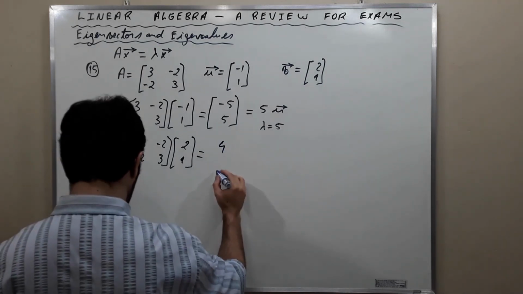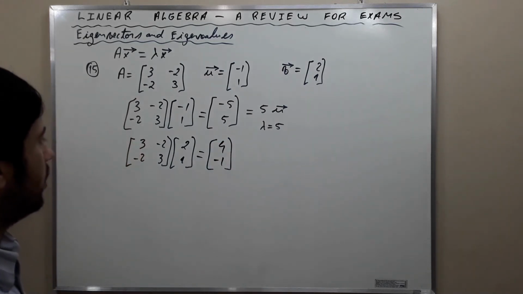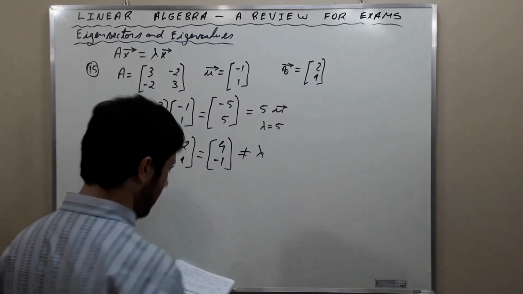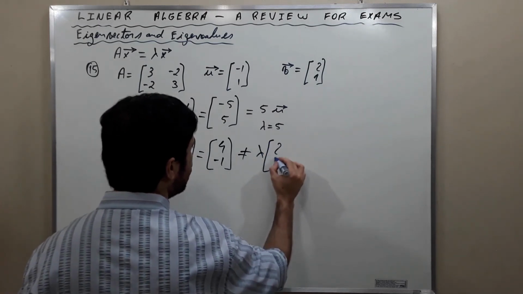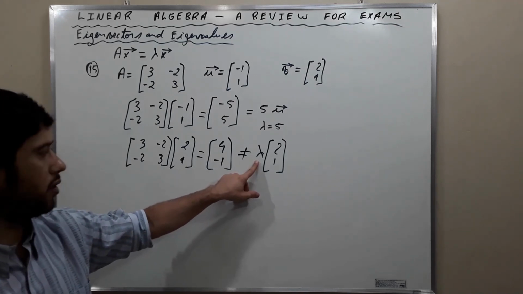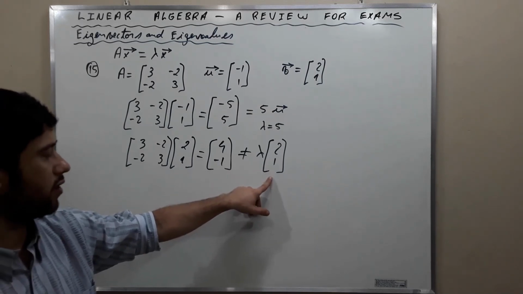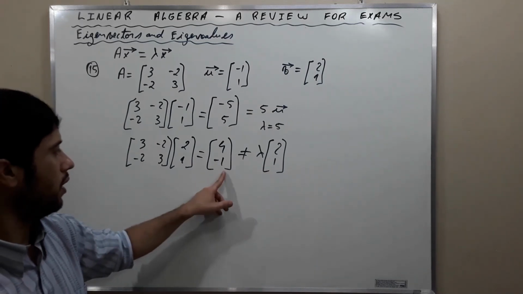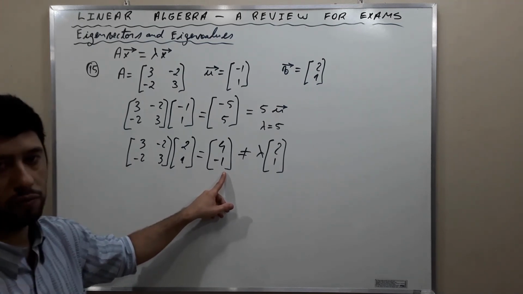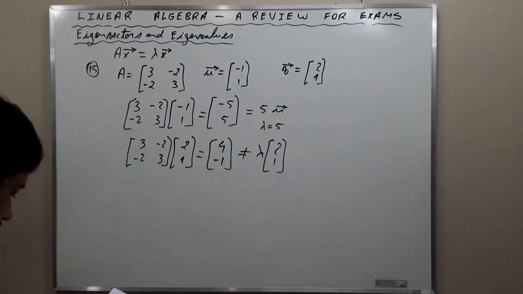Okay, and we find that it is equal to 4 and -1. And this is not equal to any kind of lambda multiplying 2 and 1. Okay, so there is no lambda, there is no number, there is no scalar that we can multiply the vector by and find V. So V is not an eigenvector of the transformation.